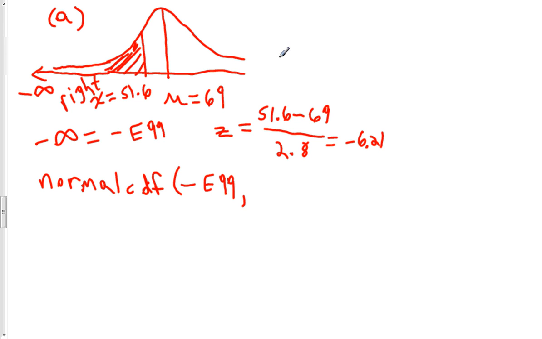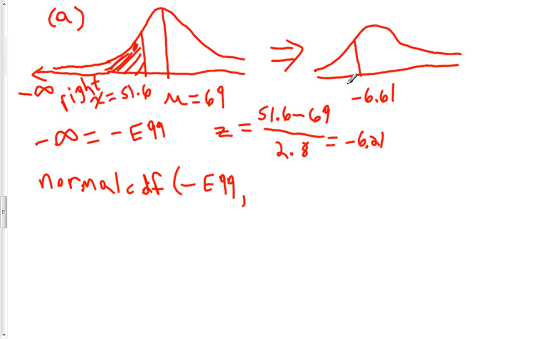So we've converted this from the non-standard normal to the standard normal, and the z-scores we're going to be looking at are negative 6.21 for the right z, and negative infinity, which we'll represent with negative E99, for the left z. So we're going to find that area, which corresponds to this same area over here. We put in normal CDF, negative E99 to negative 6.21, close the parenthesis, and we'll get the area between negative infinity and negative 6.21.